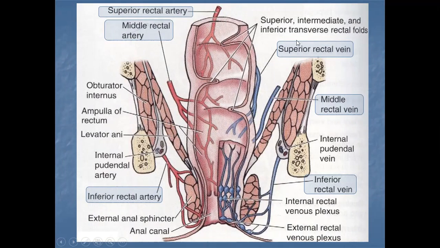So this is the junction. As I said, the superior rectal vein will drain into the portal vein, and the middle as well as the inferior rectal veins are part of the systemic circulation. So this is the junction between the portal vein and the systemic veins, and this is called the portocaval anastomosis. If there is any back pressure from the portal vein, it leads to internal hemorrhoids as well as external hemorrhoids.